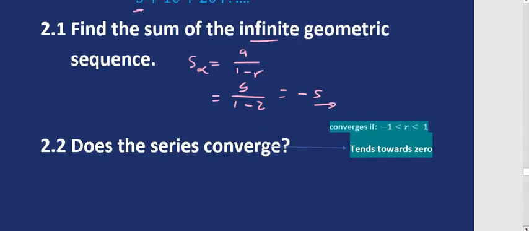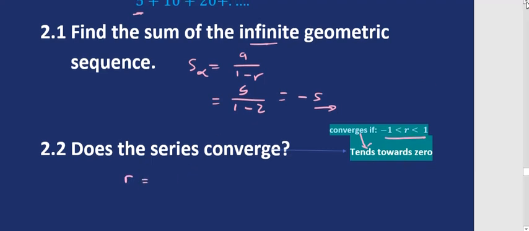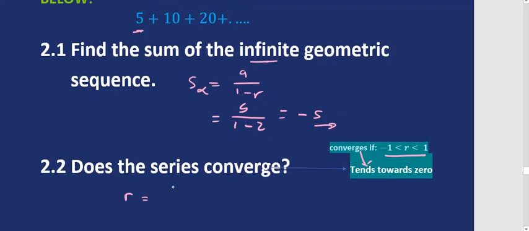Now, does the series converge? To see if the series converges, r has to be between -1 and 1. Converge means it's going towards 0. Otherwise, it diverges. If it's between -1 and 1, then we'll say that particular series converges. But if we check the value of r, we already know the value of r is 2. We didn't even have to calculate it, it was obvious.